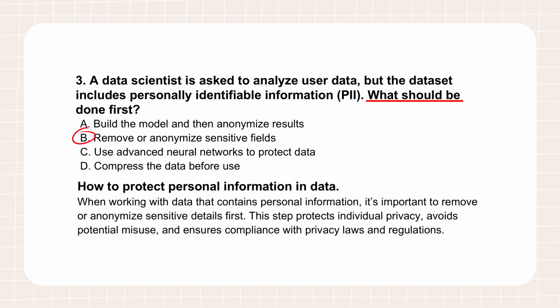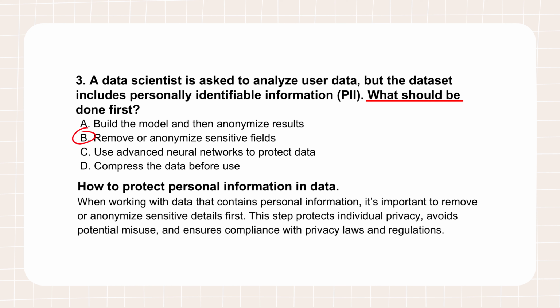Yeah, the explanation really hammers this home. Protecting privacy isn't an afterthought, it's step one. It has to happen before analysis or modeling even starts. It's not just good practice either, is it? No, often it's a legal requirement. Think GDPR, CCPA, those kinds of regulations. By getting rid of or masking the PII first, you make the dataset safe to work with. You can analyze patterns without compromising who people are.